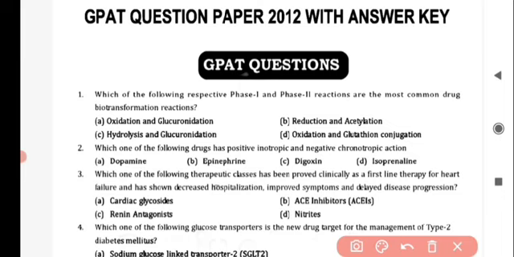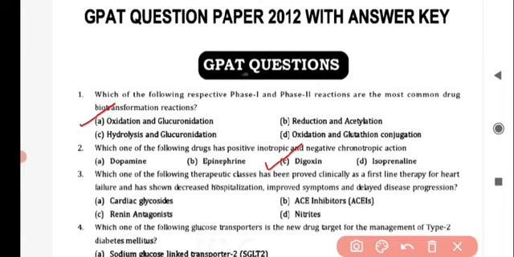Of the following respective phase 1 and phase 2 reactions are the most common drug transformation reactions? And the correct answer is option A, oxidation and glucuronidation. Next question is, which one of the following drugs has positive inotropic and negative chronotropic action? And the correct answer is option C, digoxin.